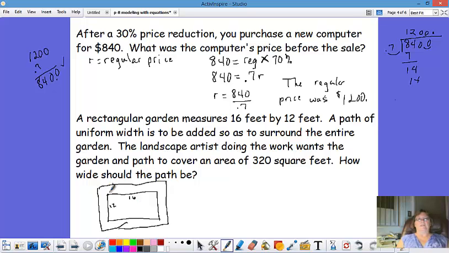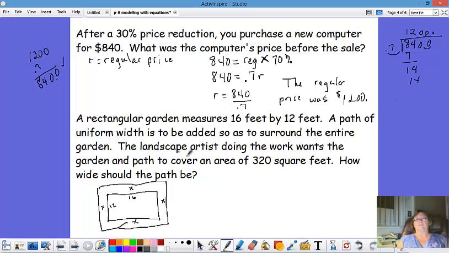Oh, well, our variable is the width of the path. I'm going to make that x. And we know that it is x on all sides because it said it was a uniform width. Okay, so we're going to add a pathway that's x feet wide all the way around. And then it says that the area of the garden and the path is to be 320 square feet.